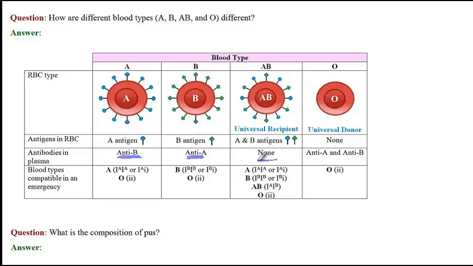Consequently, these people will have no antibody that is being formed, and so they are considered as universal recipients because they can receive blood from anyone, A, B, or O.